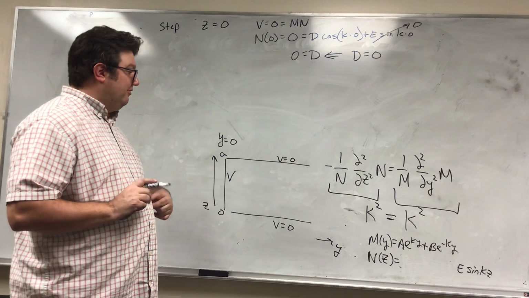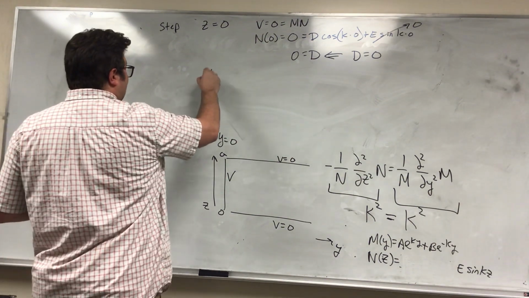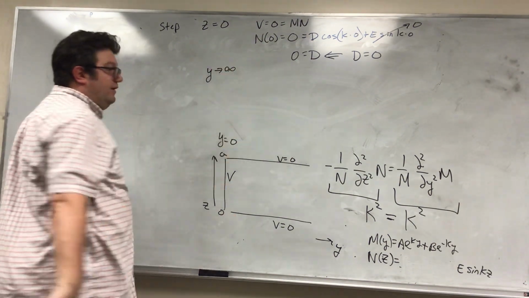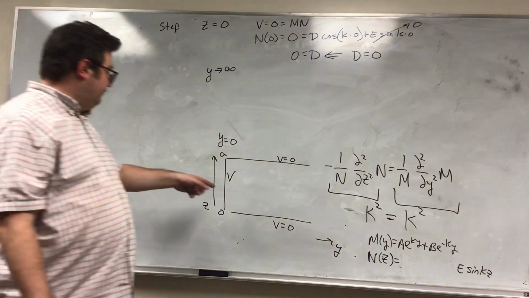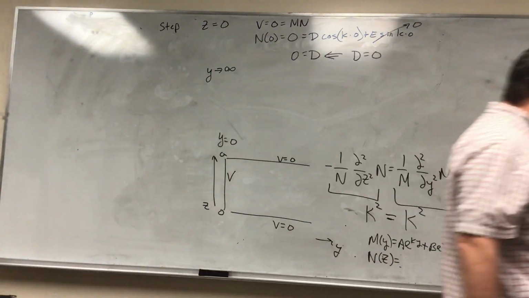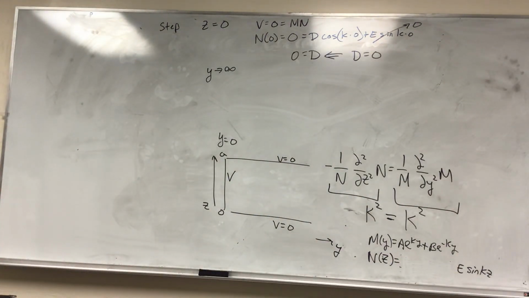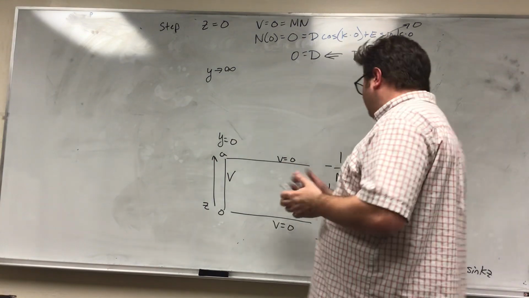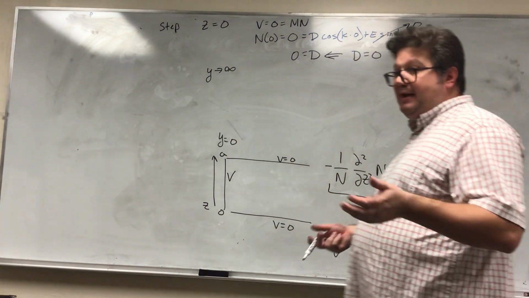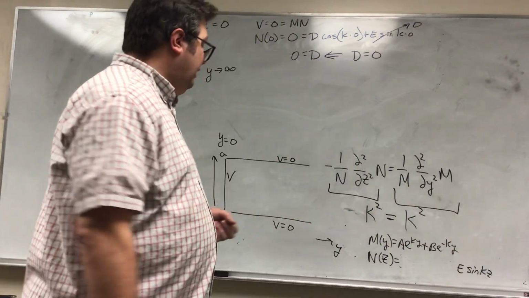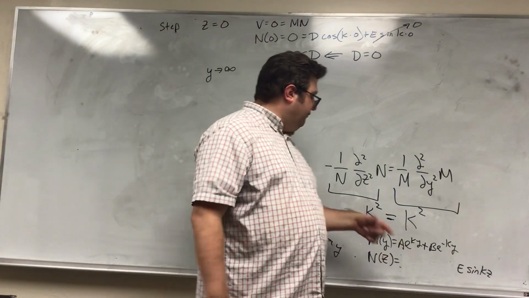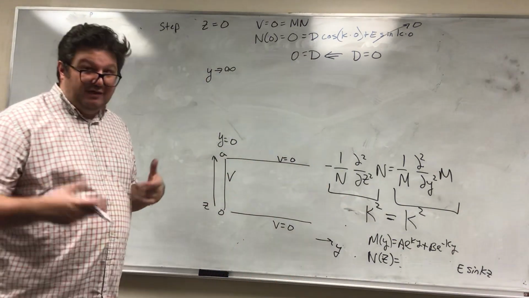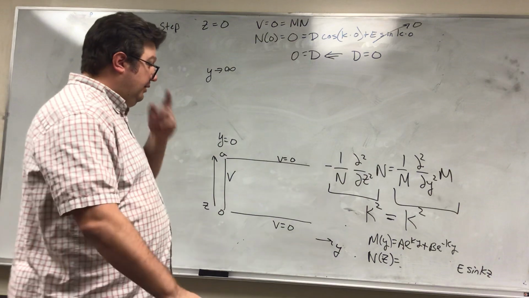Let's look at the situation when y goes to infinity. So if I'm here and I'm infinitely far away from this voltage plate here, then I would expect that m would also go to 0. Because I'm infinitely far away from that, the effect that I'm going to get from that is going to diminish all the way to 0.